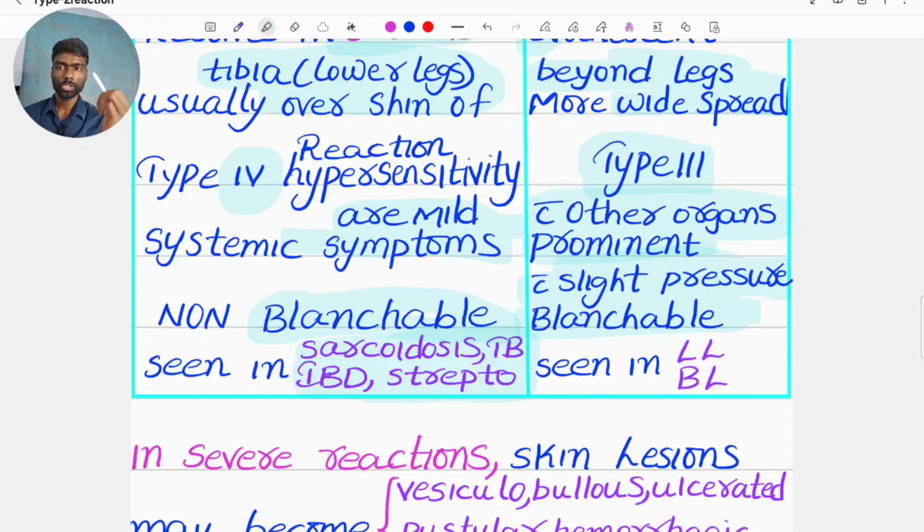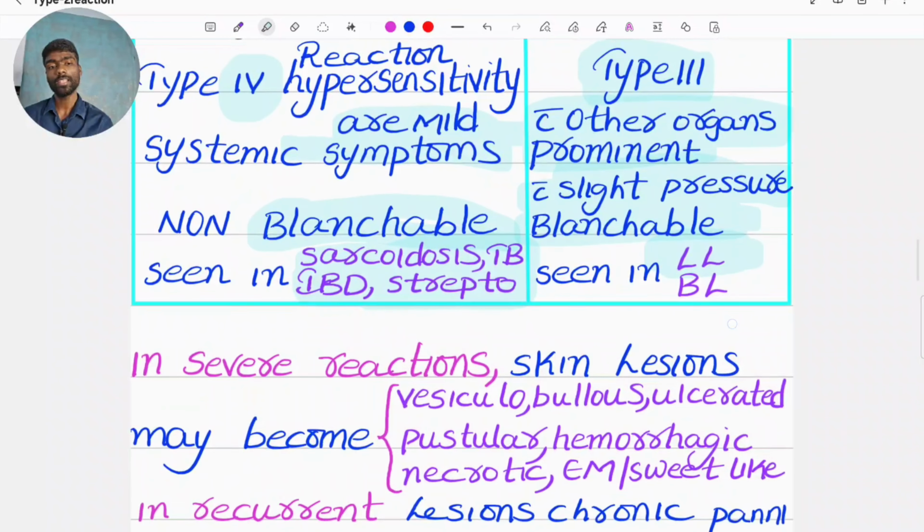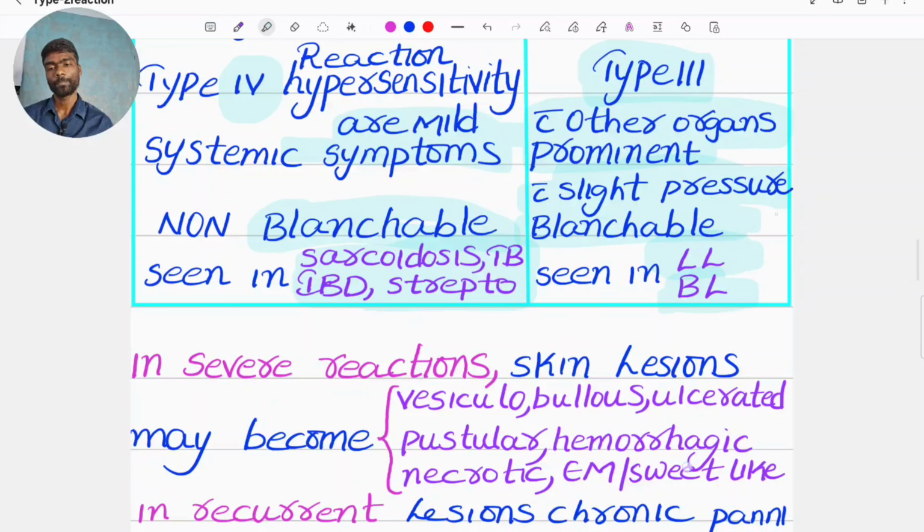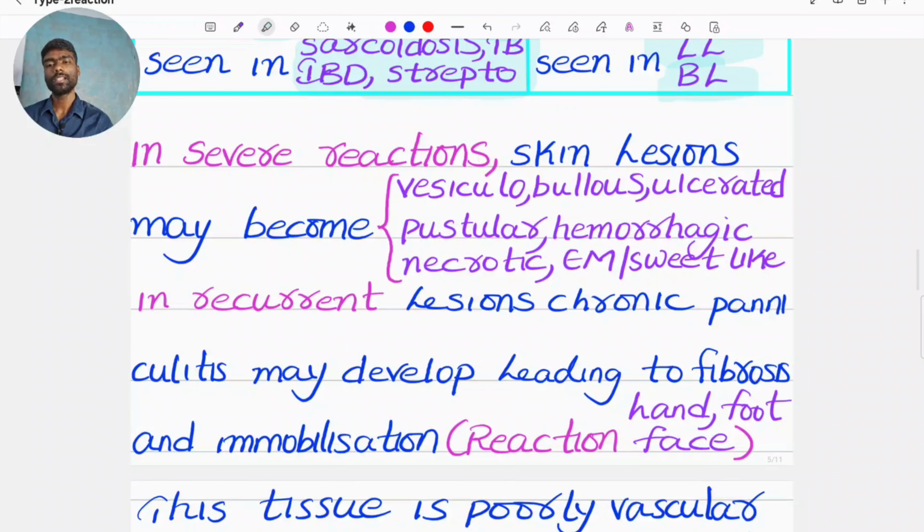But erythema nodosum leprosum, as the name itself says, occurs only in leprosy patients, mainly lepromatous leprosy patients, rarely borderline leprosy patients. In severe reactions, skin lesions may become vesiculobullous, ulcerated, pustular, hemorrhagic, necrotic, erythema multiforme or Sweet syndrome like lesions. These severe reactions are also known as erythema nodosum necroticans.